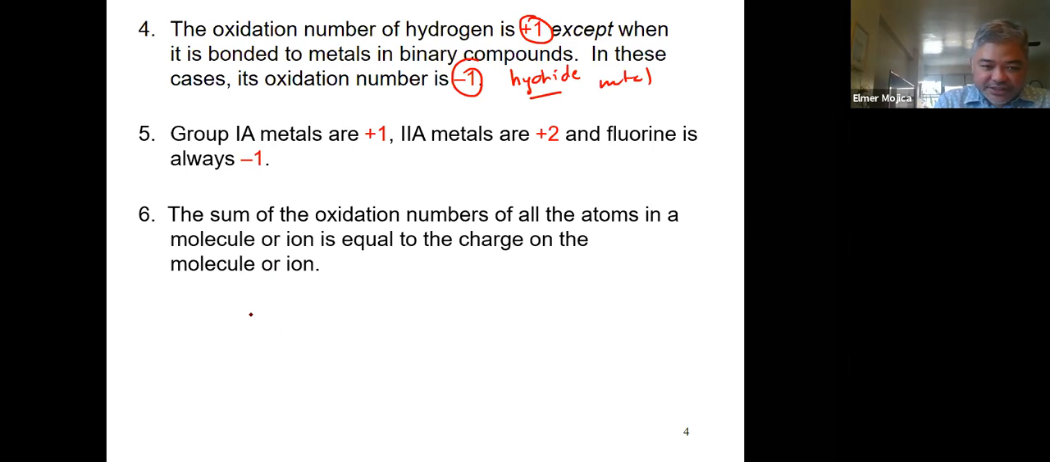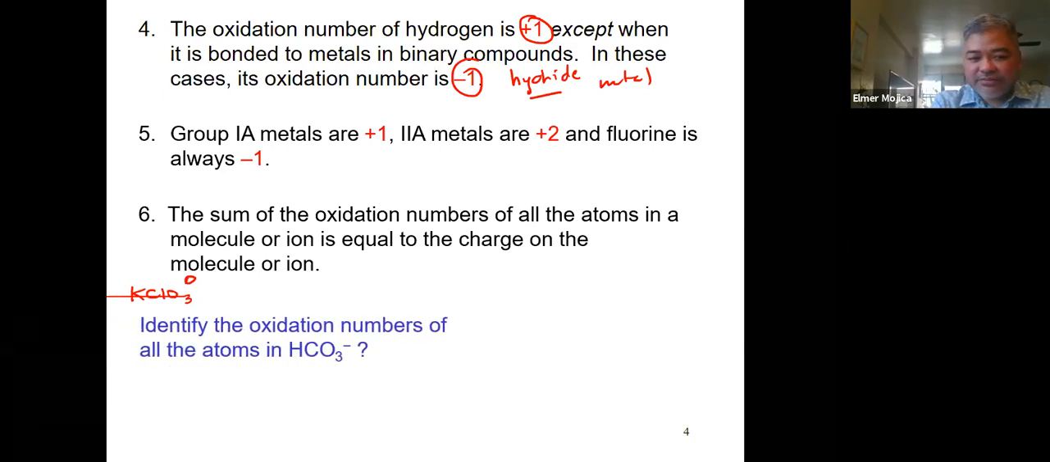If the total charge is, let's say, like this, so that means the charge is 0. So if you add all the oxidation numbers of all the elements there, that is the total number. And I think the example that I have here is this one. Identify the oxidation number of all atoms in bicarbonate. So if you're going to look at this, which one is given?